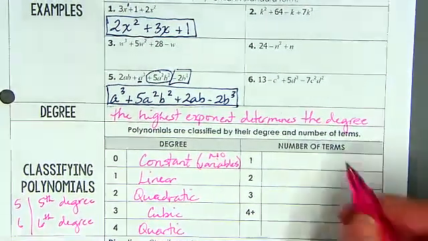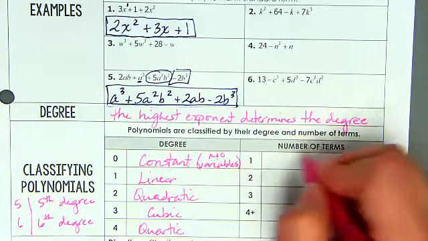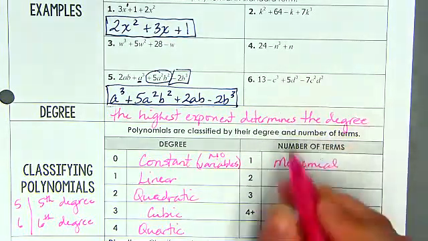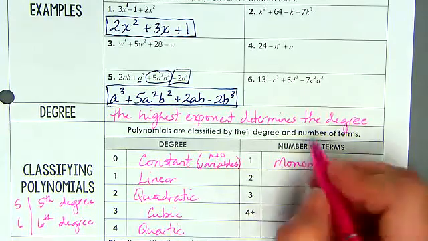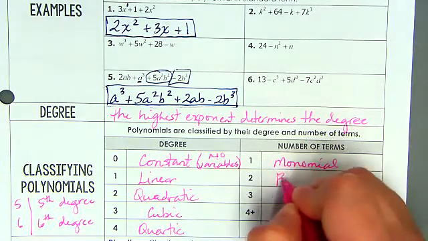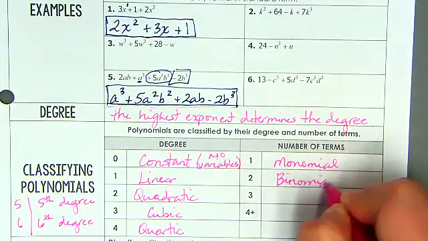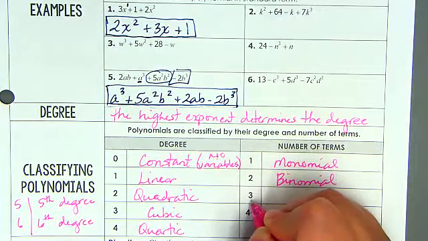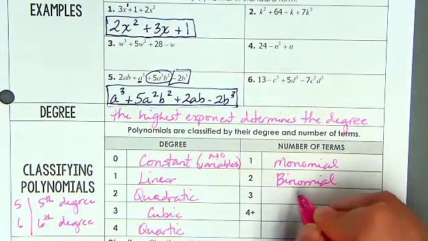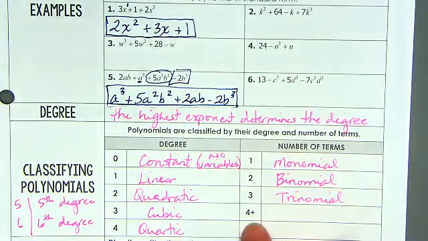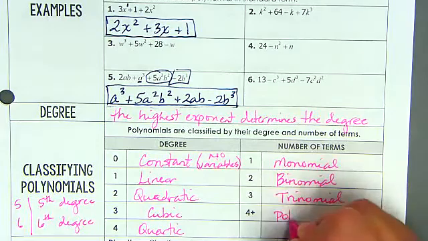Okay, and for the number of terms, if it's one term, it's classified as a monomial. If it's 2 terms, then it is called a binomial, just like a bicycle has 2 wheels. 3 terms, it's just like a tricycle. This is called a trinomial. Anything above 3, 4 plus, you classify as polynomial.